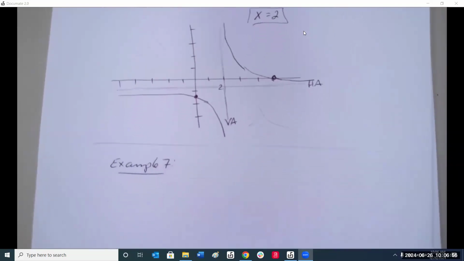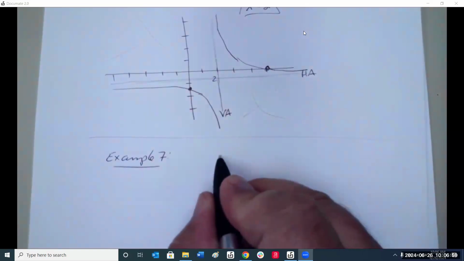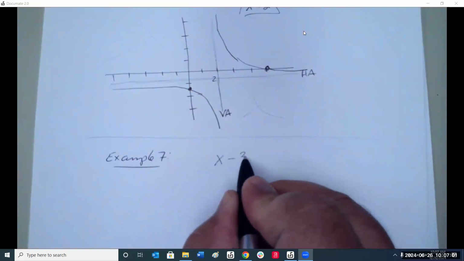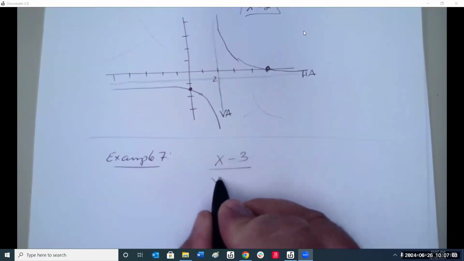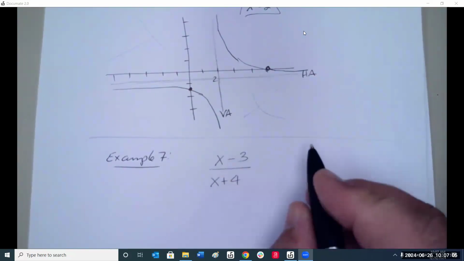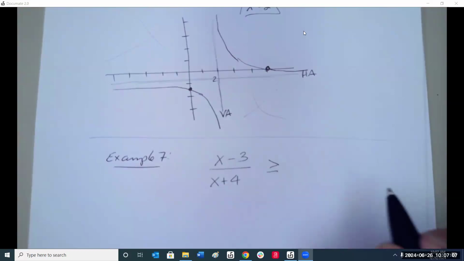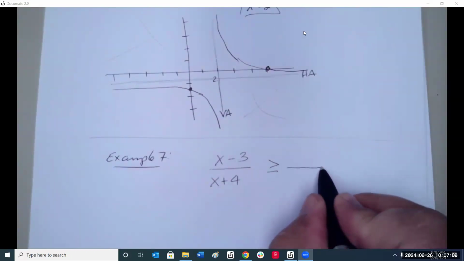Example 7. x minus 3 over x plus 4. Are there any questions? If I'm going too fast, please stop me.